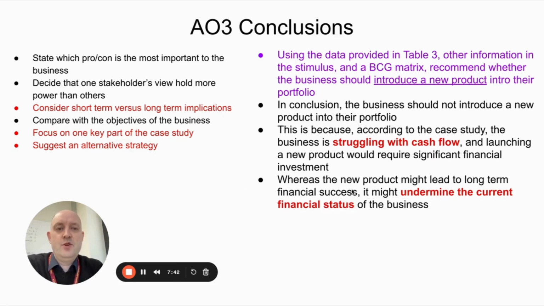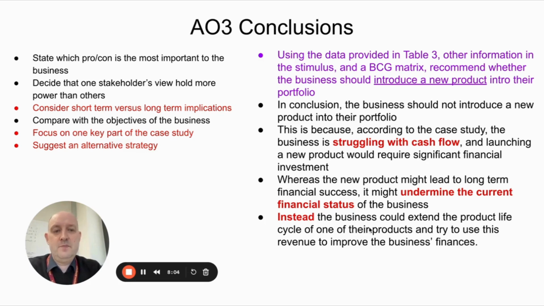Next, I've said, whereas the new product might lead to long-term financial success, it might undermine the current financial status. So you can see I've talked about the short-term versus the long-term. Now, usually we say that the long term is where we should be focusing. But in this situation, the cash flow is so bad that they need to focus on short-term survival. And then I've said instead the business could extend the product life cycle of one of their products. So I've suggested an alternative strategy. So this is one way that you could structure your conclusion. Again, it depends on the case study, what you do.